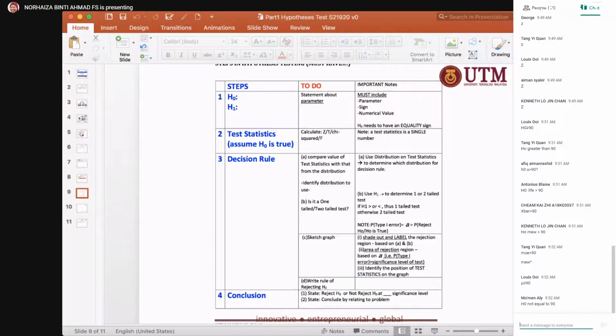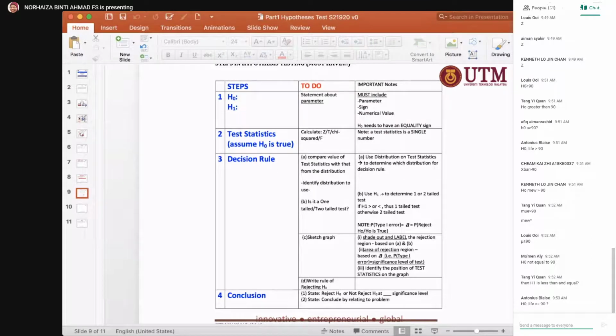Louis, you need to correct your equation. There is one item missing. Tang, H naught greater, you don't have a parameter here. Louis, you don't have a parameter. Tang, there are two wrong there. No parameter and it's only greater than. It doesn't have an equality sign. Afiq, you don't have an equality sign. And for H naught, Antonius, you don't have a parameter. Sham, X bar cannot be used for a hypothesis because you need to have a population parameter.